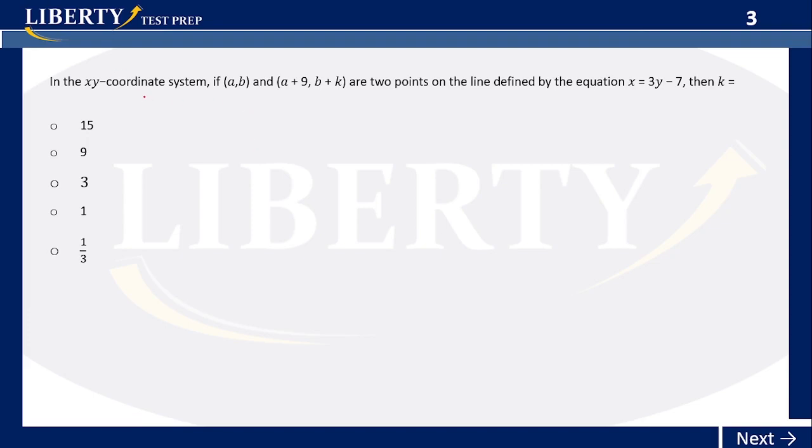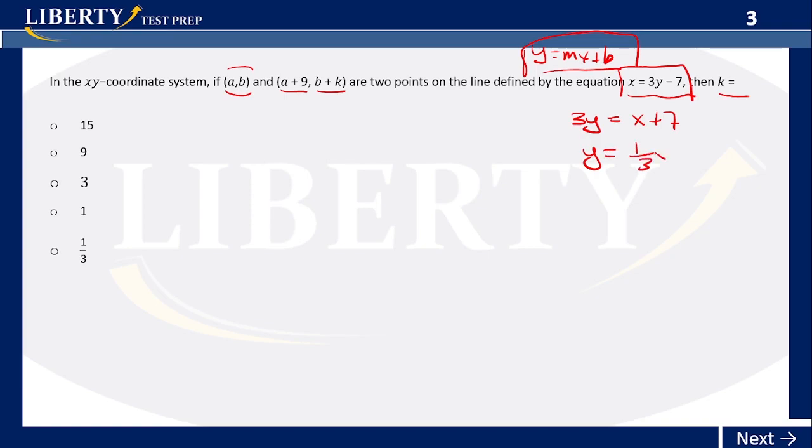Okay, so they tell us in the XY coordinate system, if the coordinate pairs (a, b) and (a plus 9, b plus k) are 2 points on the line defined by this equation, then k is what? We don't actually need to draw the line here, so we don't need to get this into the y equals mx plus b format. But because we are accustomed to do it, let's do it. Here we have 3y is equal to x plus 7. y is equal to 1/3 x plus 7/3. That would be what we have.